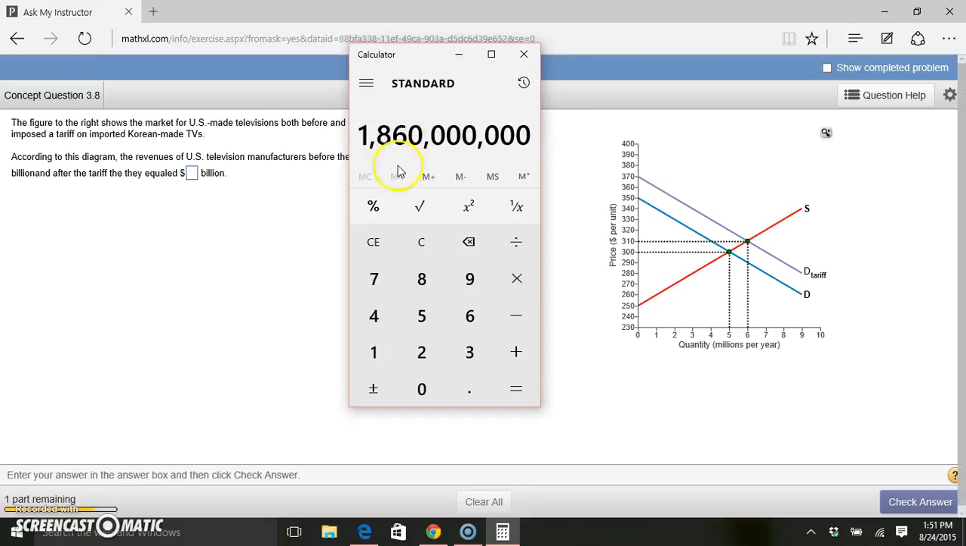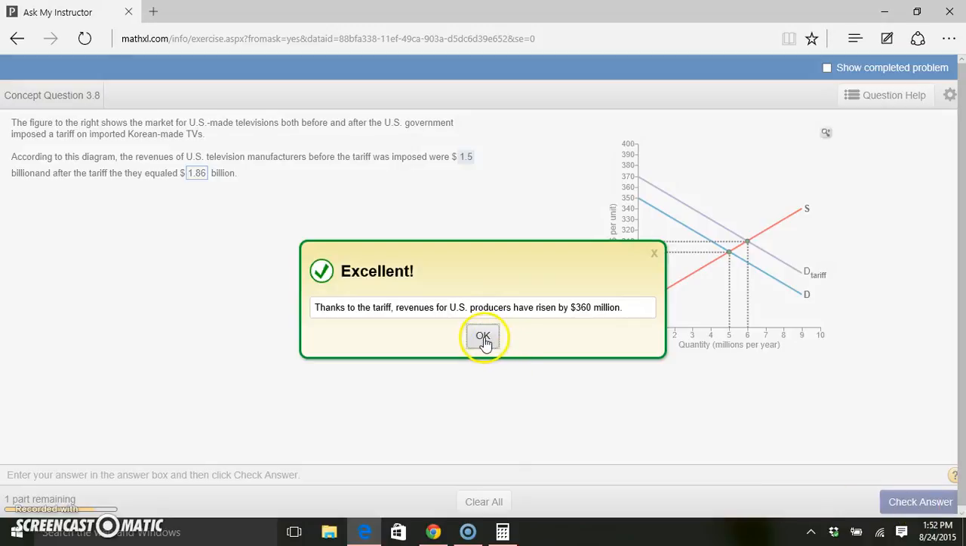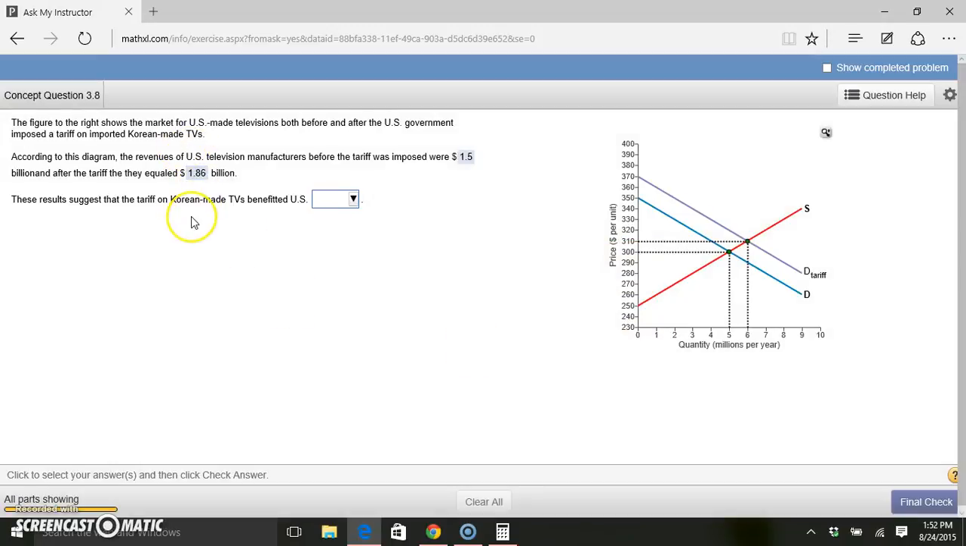So if you're having trouble reading these numbers, it's thousands, millions, billions. So $1,860,000,000 or 1.86 billion. Sorry. So I'm just going to go put that in my box here. 1.86 billion. Check my answer. Excellent. Thanks to the tariff, revenues for U.S. producers have risen by $360 million. So they're making that much more money.